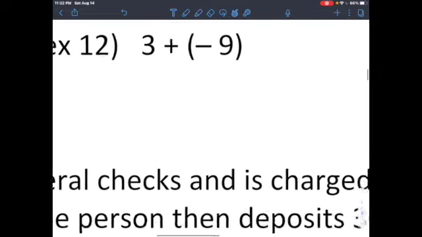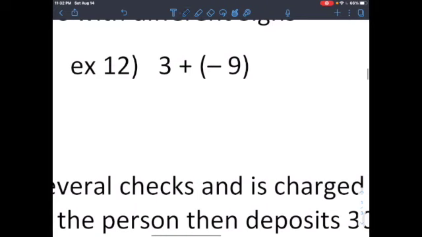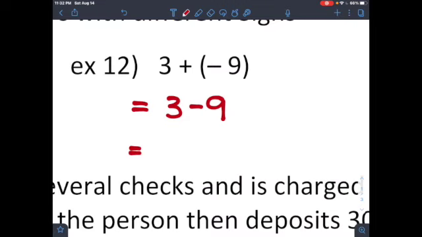And next one, if you change the sign into one sign, that's going to be 3 minus 9. Notice the signs are different, so you find the difference, which is 6, and keep the sign of the bigger number, so that's minus, and that is example 12.